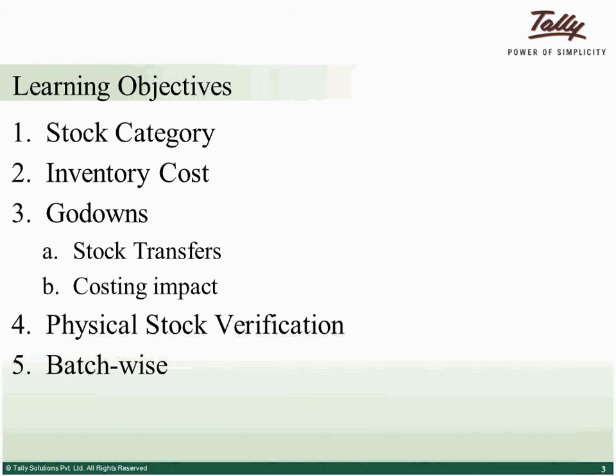The objectives of today's session are on the screen: stock category, inventory cost, Godowns, stock transfer, costing impact, fiscal stock variation, batch-wise, and stock aging analysis. Once we cover these, we will probably not refer to them in the upcoming sessions.